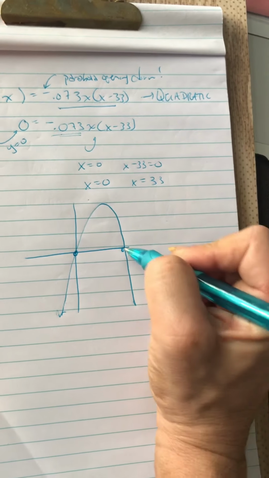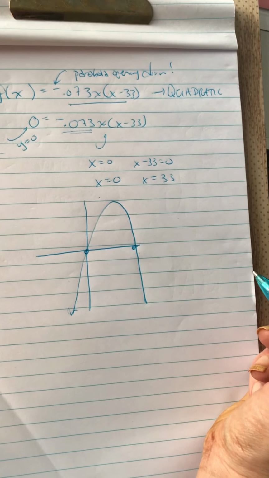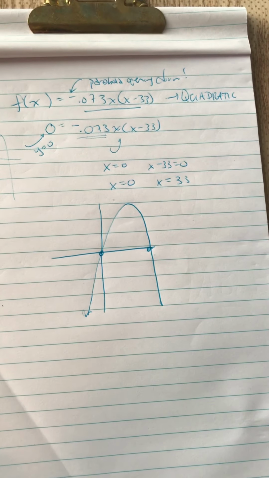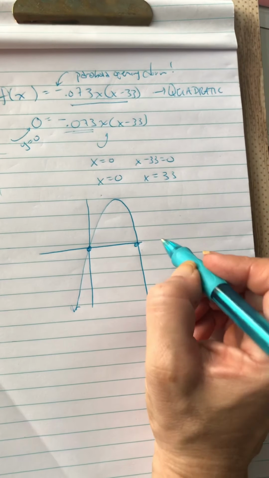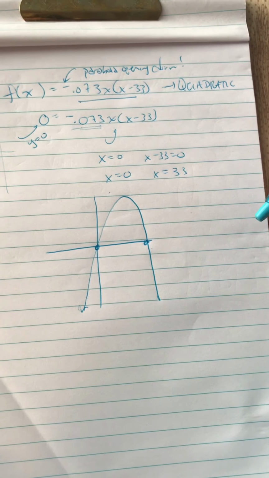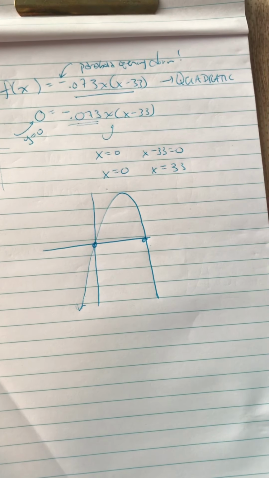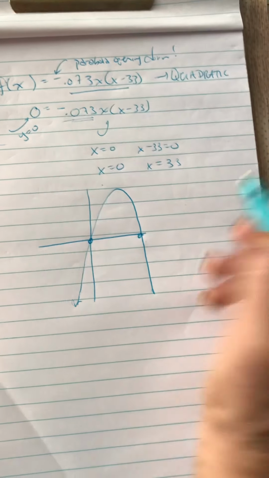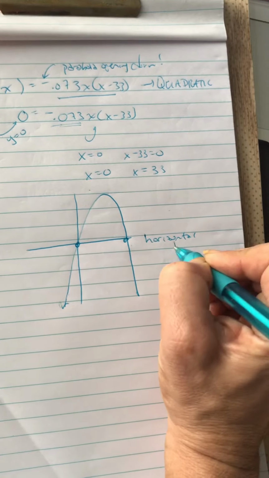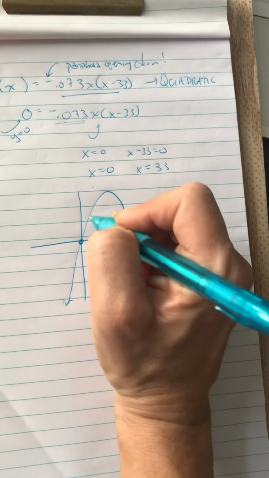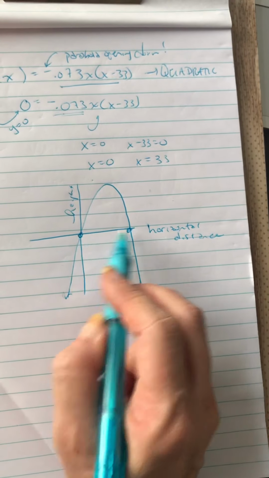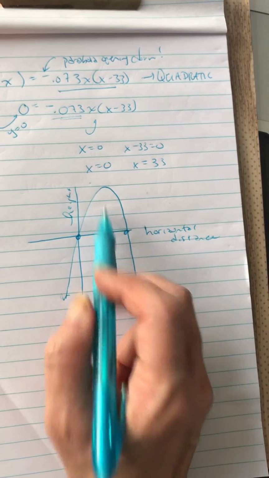So we're going to do this here. What I can start to do with that is draw some pretty concrete conclusions. For example, the problem tells us that x is the horizontal distance and y is the corresponding height. So my horizontal distance is here, and my height is here.